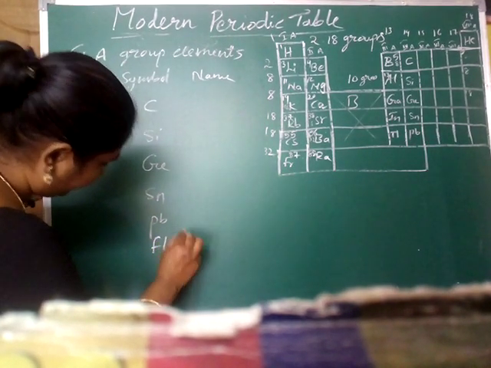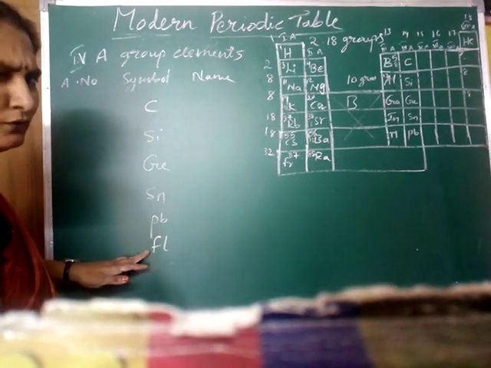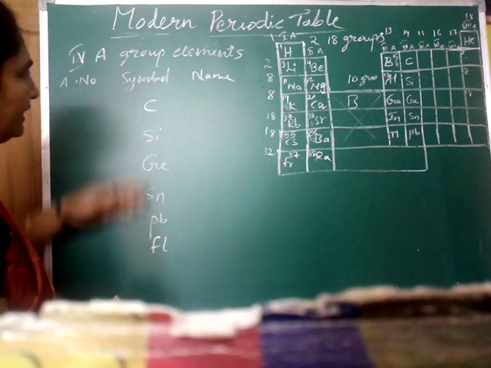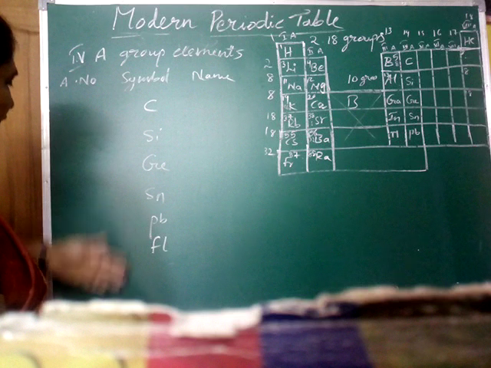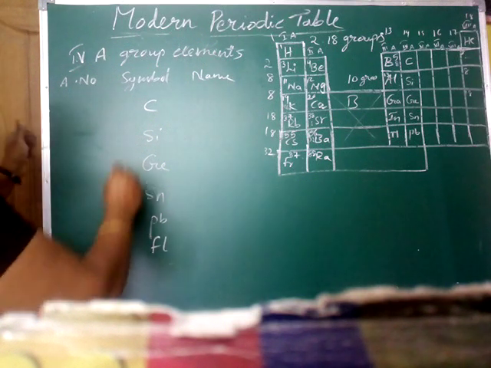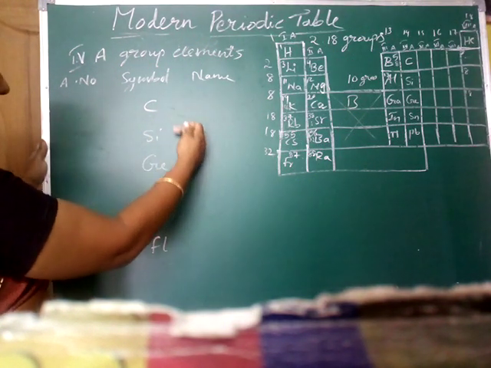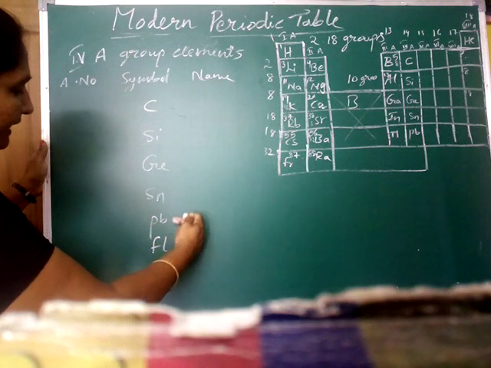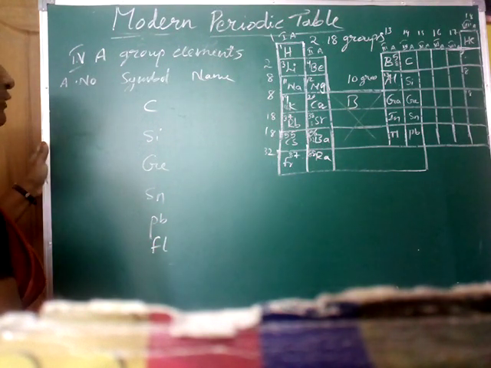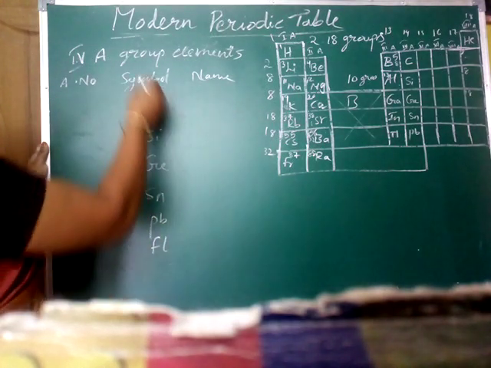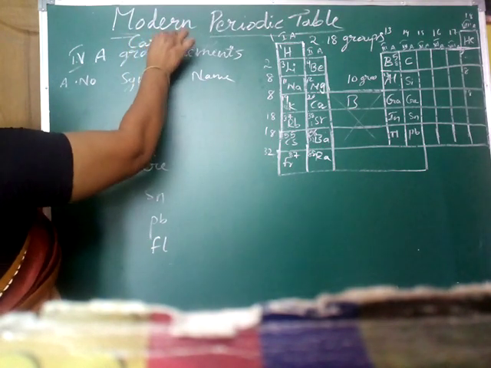Flerovium. Flerovium is the new element, found in the 14th group elements. There are 4th A group elements: carbon, silicon, germanium, tin, lead, flerovium. These are the elements in the 4th A group. This is called the carbon family.